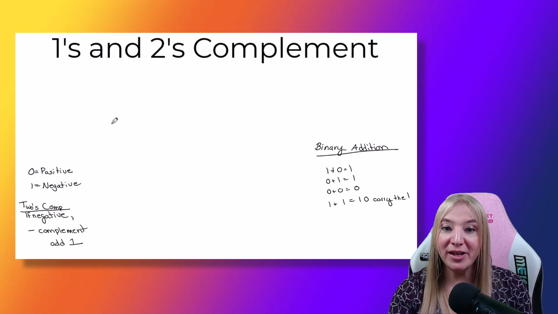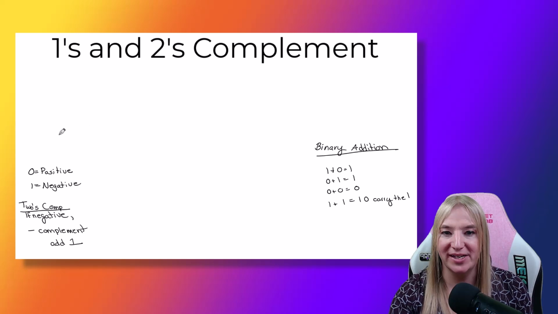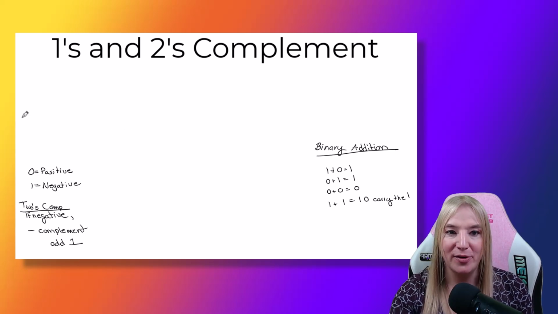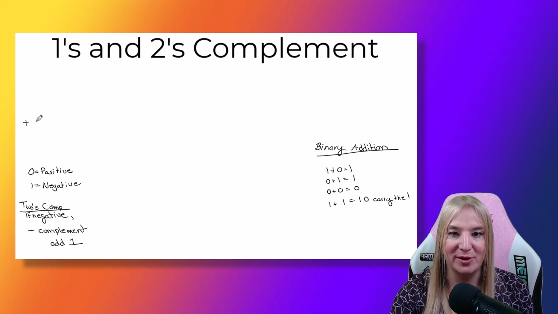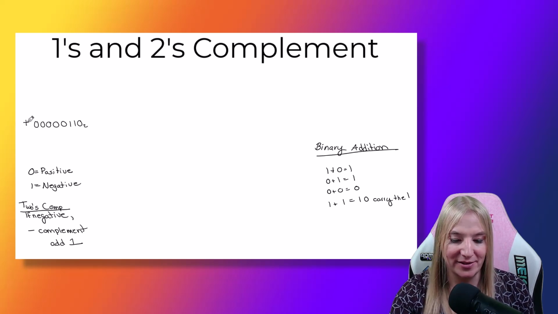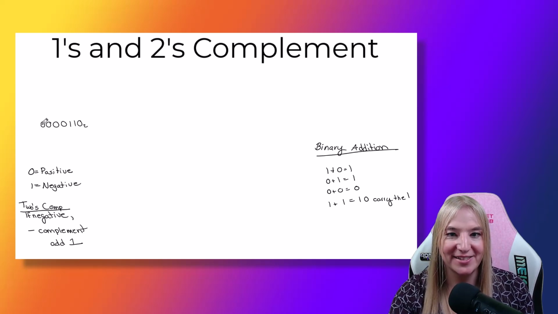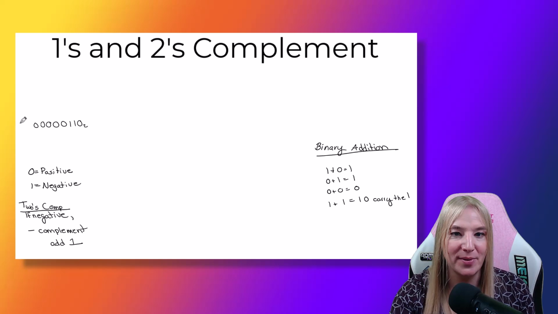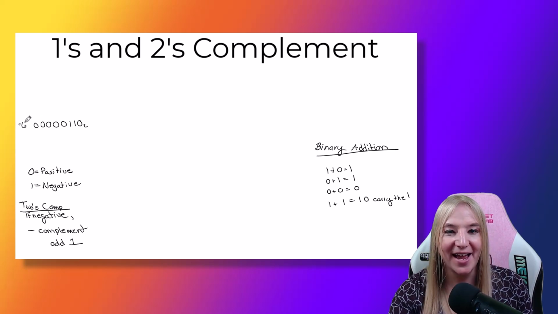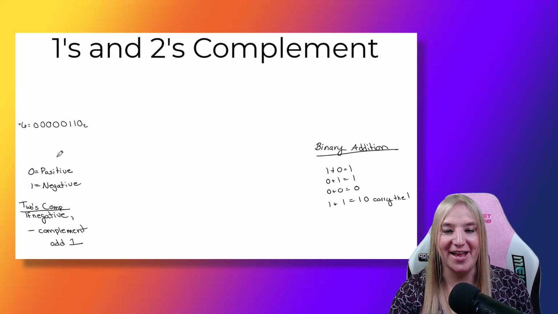So if we look at a positive 6, positive 6 is easy. That's going to be the same thing. I won't bore you guys with all that. So it's going to be 0, 0, 0, and we'll still use that 8-bit boundary. So we have 1, 1, 0. That's our positive 6 still. You can tell I'm tired. All right, let's just put that 0 back there. And then this is going to be positive 6. All right, so that's positive 6.